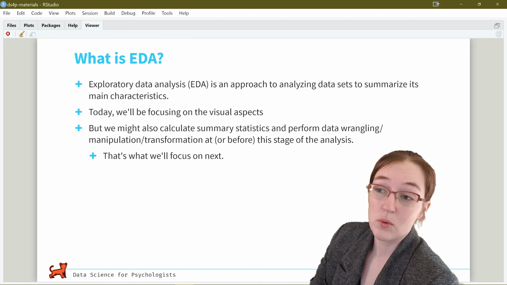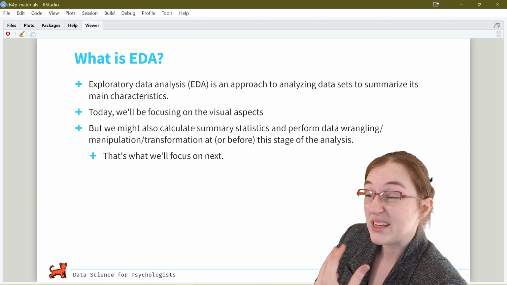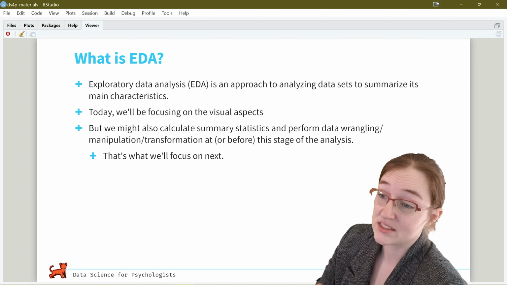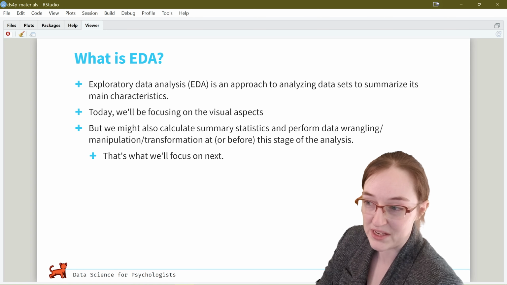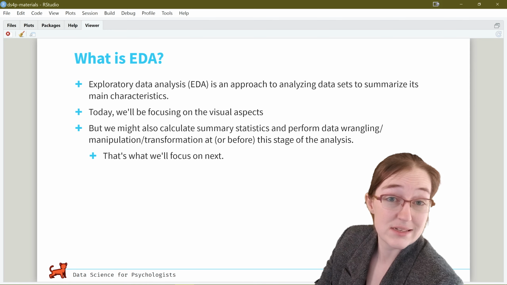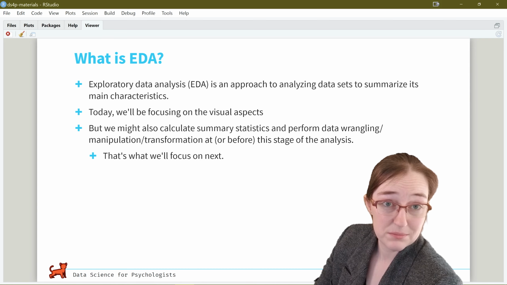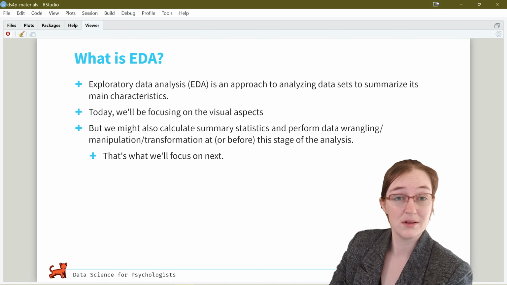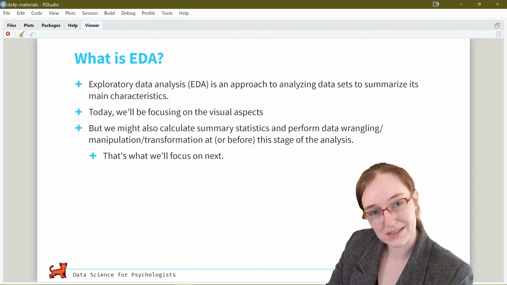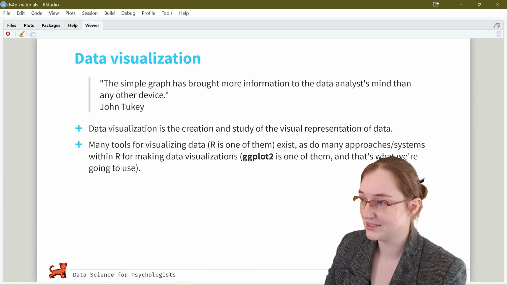But anyway, one of the key aspects of it is visual. But we can also calculate summary statistics, perform various data wranglings and manipulations and transformations at or before this stage of analysis. And that's what we'll focus on next. But this time, we're going to show you essentially why I call this class the pretty picture class with data visualization.